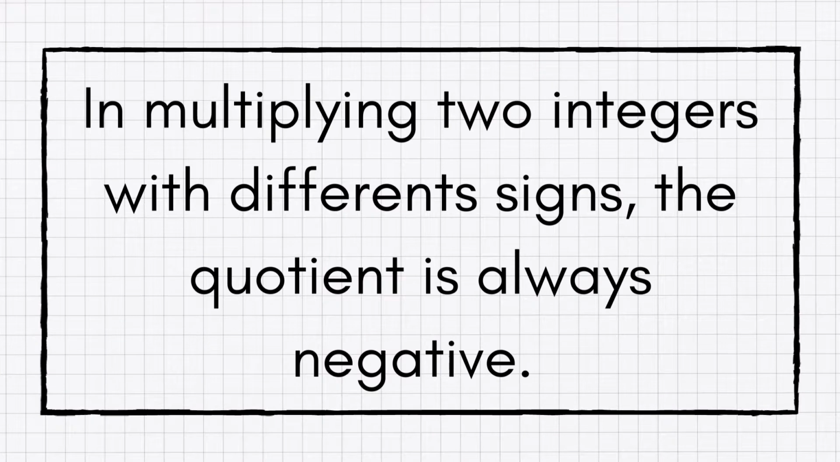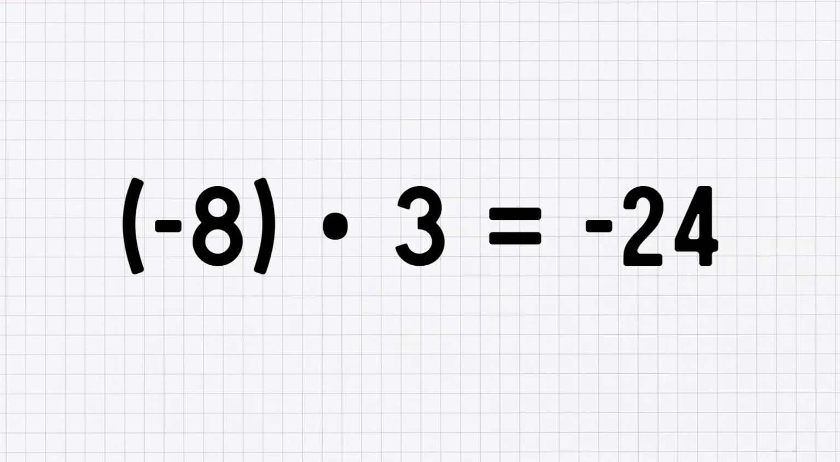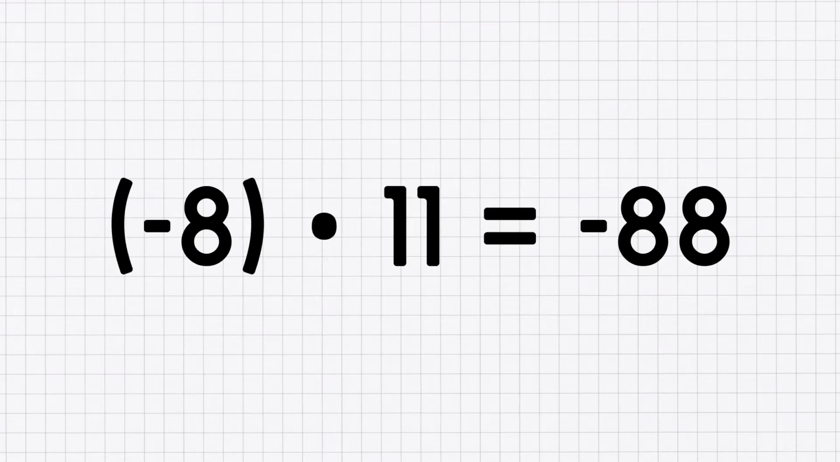Now, what if the two integers have different signs? So in this case, the product will always be negative. For example, positive 4 multiplied to negative 9. So that will give us negative 36. Negative 8 times 3, that will give us negative 24. Negative 8 multiplied by positive 11, so different sign, therefore the product is negative 88. So that's how easy it is. That is how you multiply integers.